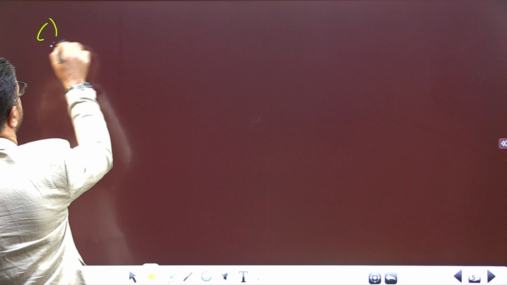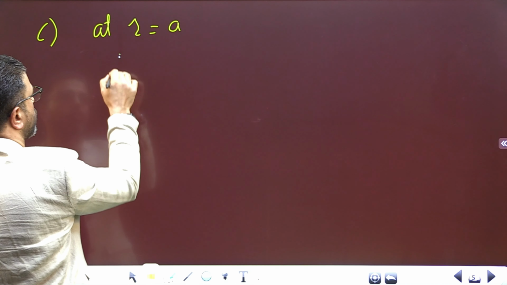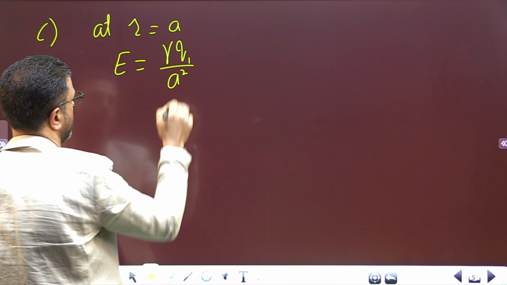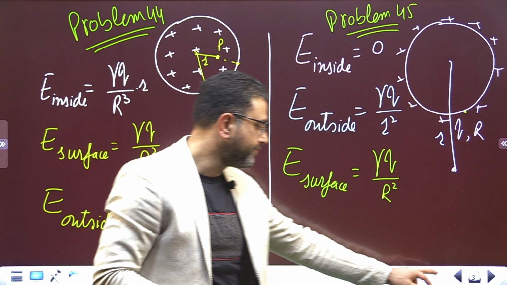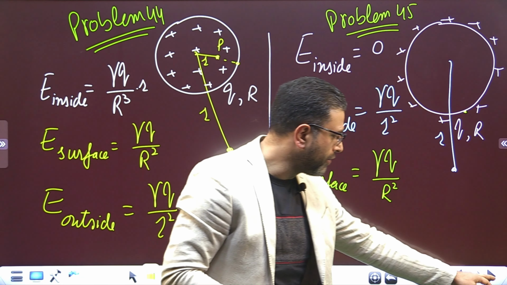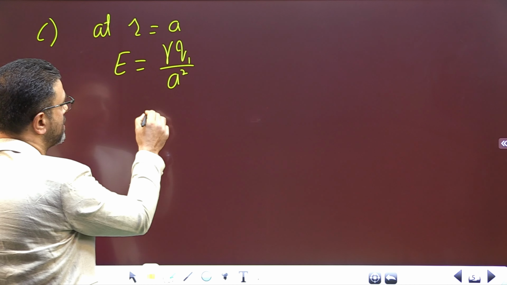Part C, at r equal to a. This is the surface, so the field is equal to gamma q1 divided by a square. Remember, on the surface, field is gamma q divided by capital R square. Instead of capital R, we have a as the radius and the charge is q1. So let's substitute the values.